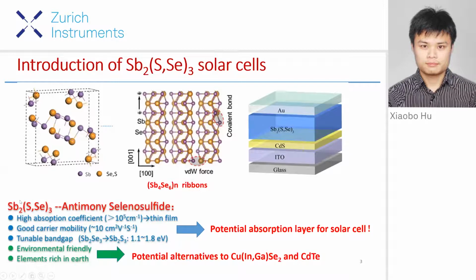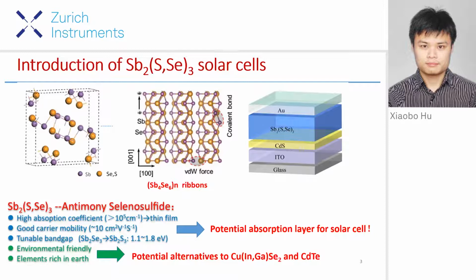The properties of these materials, such as high absorption coefficients and the low band gap energy, are very close to those of CIGS and CdTe solar cells. This makes this material a potential absorption layer for solar cells.